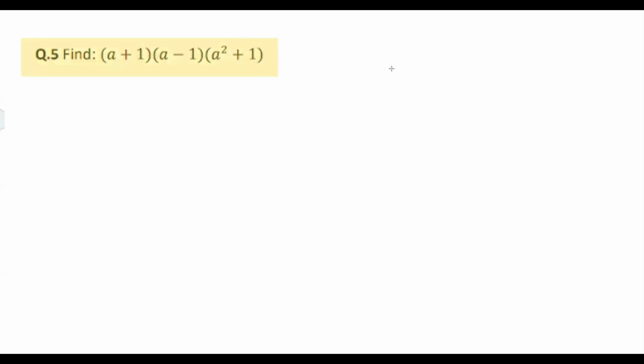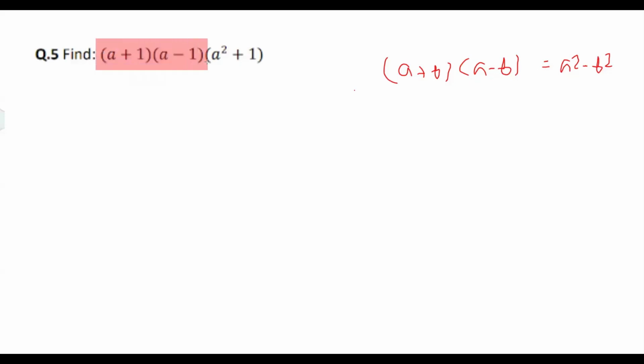In question number 5, we have to simplify this or find the value of this. Again, this is based on the same identity, that is a plus b multiplied by a minus b is equal to a square minus b square. Now check here, I'm going to apply this identity only on this part first. If I consider a as a and b as 1, then a plus b into a minus b is a square minus b square. So I can write this as a square, that is, minus b square. b is 1 here, so 1 square. As you know, 1 square is 1 only, so you may simply write 1.